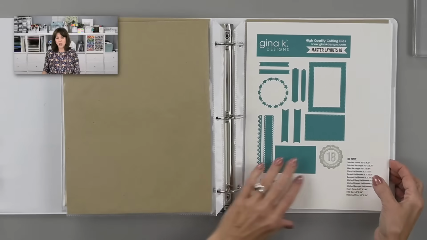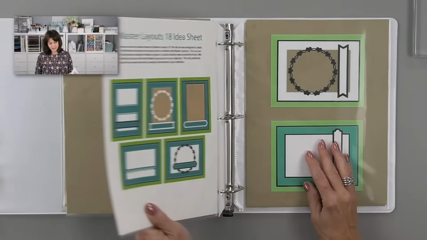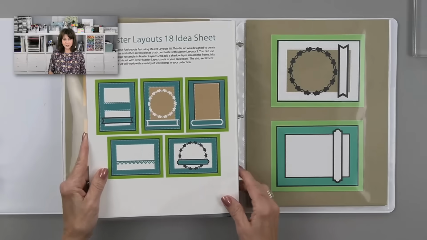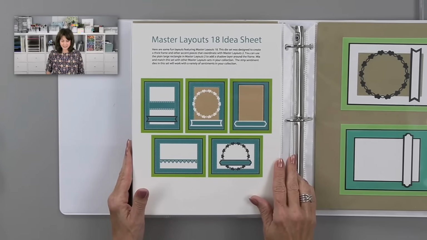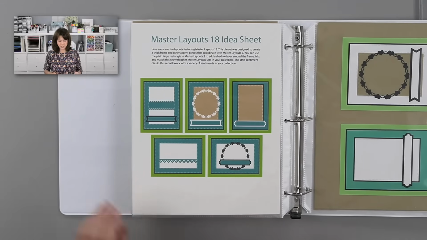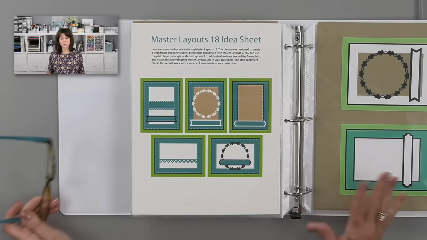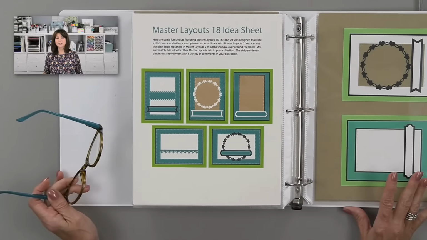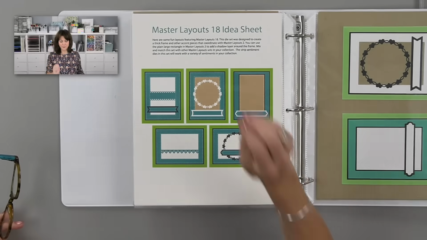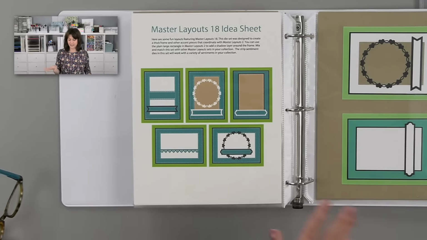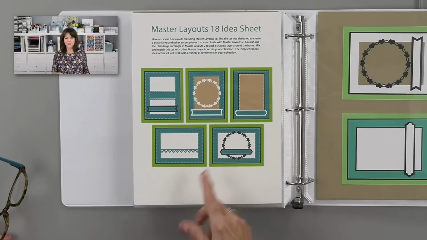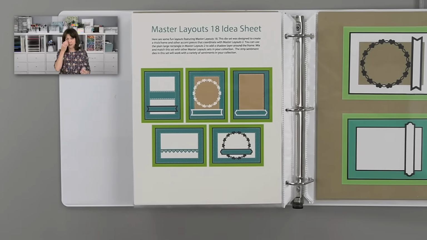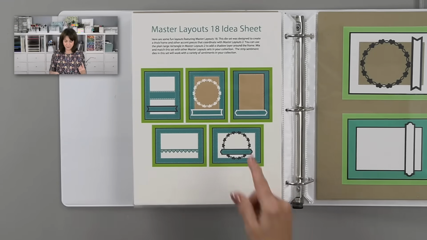And then I designed an idea sheet. So here is the Master Layouts 18 idea sheet. And it says in here that this die set was designed to create a thick frame and other accent pieces that coordinate with Master Layouts 2. Now that's just to give you, right off the bat, a reminder: if I have Master Layouts 2, that's how I'm going to get the little black shadow layers on all of these cards. You don't have to rummage through your dies or cut a bunch out to figure that out.